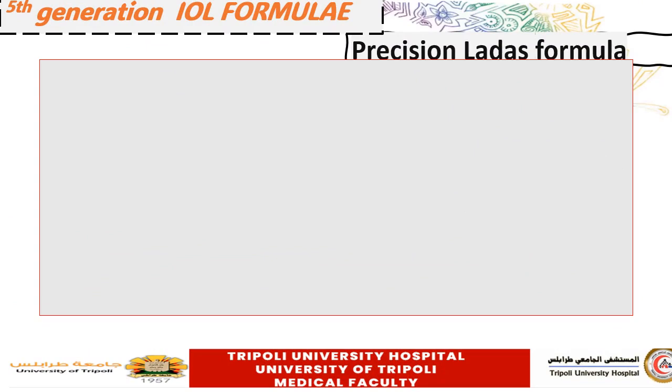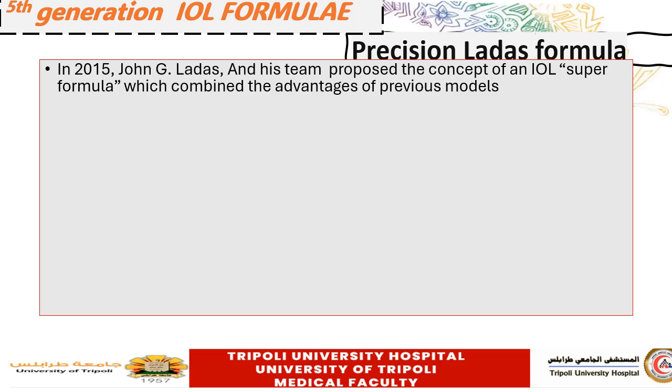The Precision Ladas formula is one of the newly emerging formulas invented by Ladas and his team. And this was invented in 2015 based on the principle that there are plenty of third and fourth generation formulas over the last 20 years, and they have performed better in special situations. So why not have a super formula for IOL calculation that can handle all the situations of IOL calculation in short eyes, long eyes, in post-refractive, and in aphakia, and so on.